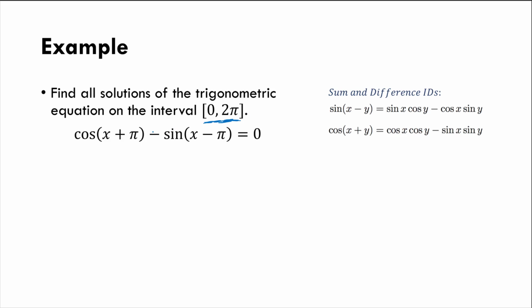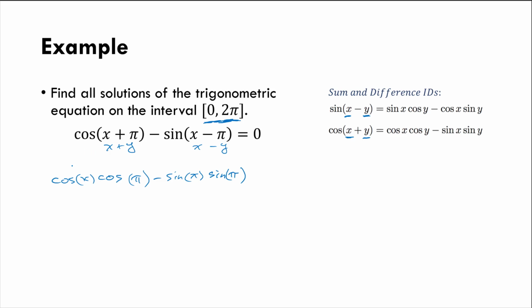Okay, so here I've got x, think of this as x plus y, just x plus y, and here again I've got x minus y for my sine identity, okay? So we can go ahead and expand this out. My cosine is going to become cosine x times cosine of pi minus sine of x times the sine of pi.